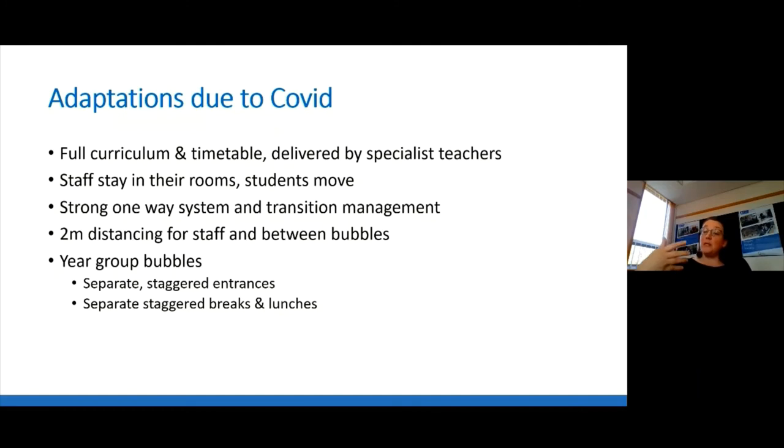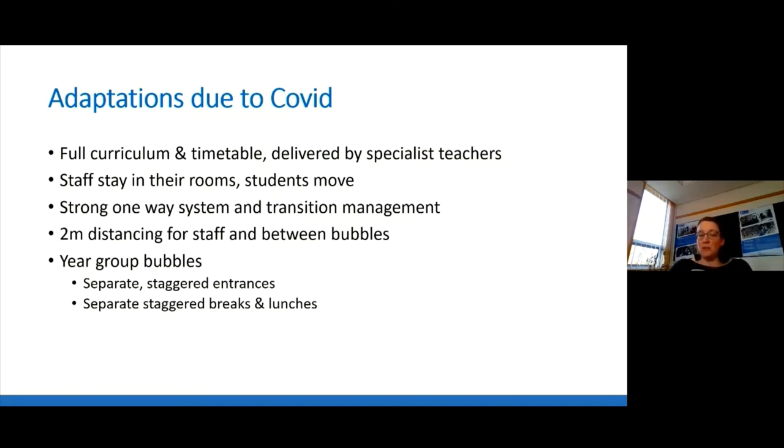Certain back to ready to learn, we describe the behaviours that we want for our students as they transition around the building. We are insisting upon 2 metre distancing between different members of staff and between each year group bubble. That way, the specialist teachers can deliver to more than one different year group.